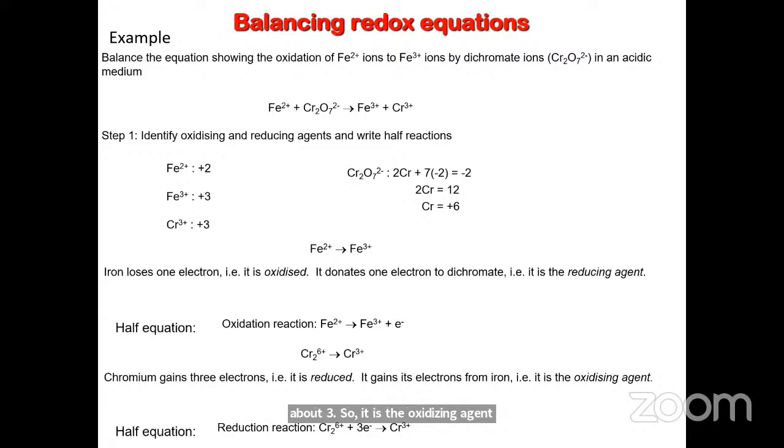So the half equation for that will be the chromium in the +6 oxidation state. It has gained 3 electrons, so we are adding electrons to this. And then it moves to the right-hand side, chromium in the +3 oxidation state.